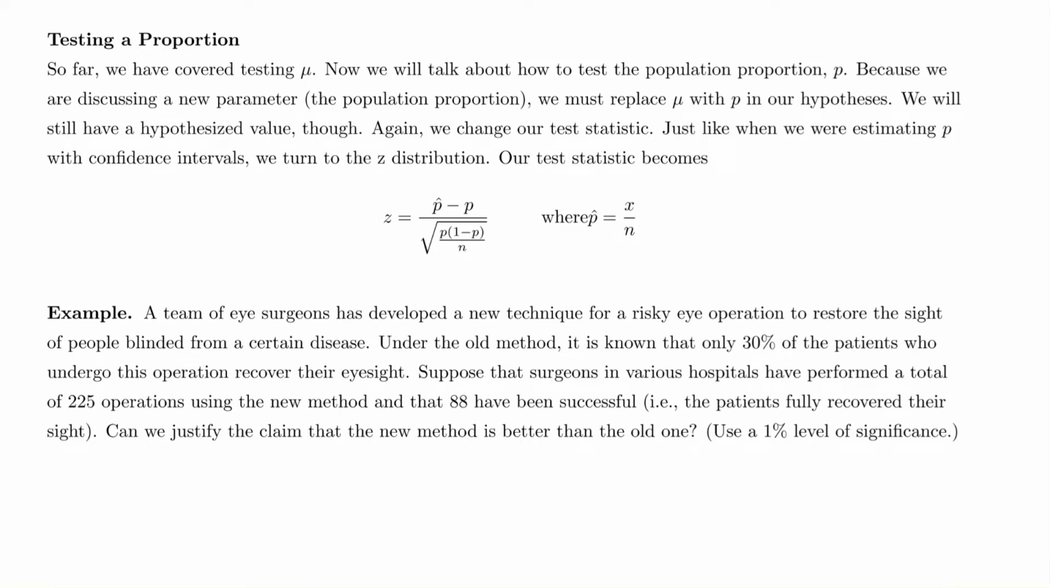Testing a proportion. So far, we covered testing mu, the population mean. Now we're going to talk about how to test the population proportion, p. Because we're testing a new parameter, the population proportion, we must replace mu with a lowercase p in our hypothesis statements. We'll still have a hypothesis value, but we change our test statistic, which has a different formula right here.